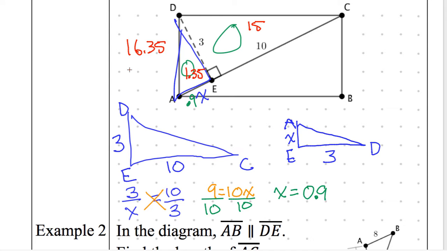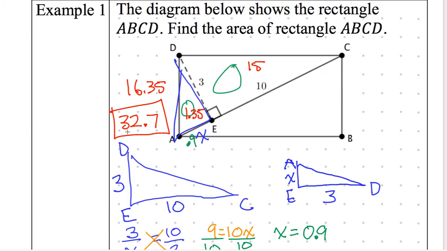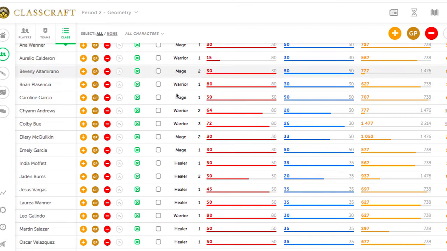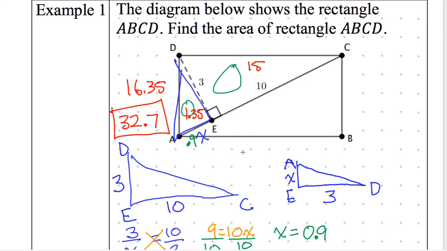Double 16.35 is 32.7. Box it. There it is. 32.7, and I guess units squared if we were trying to have our units in there. 32.7. There is our area. Thank you, Colby. All right. Is there anyone that has a question on number 1 before we go on to number 2?